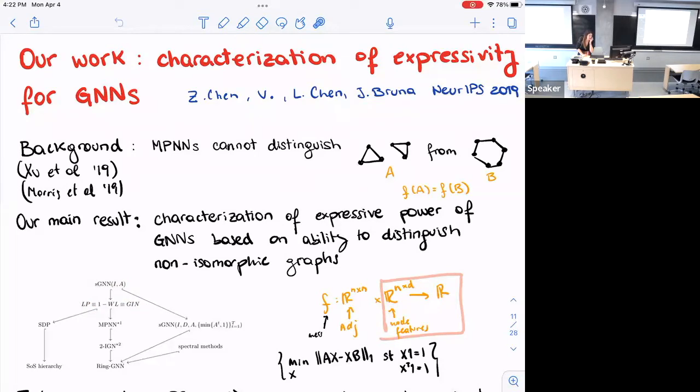Okay, I don't know much about message passing neural networks, but can you give me an intuition why these models cannot distinguish between these two?